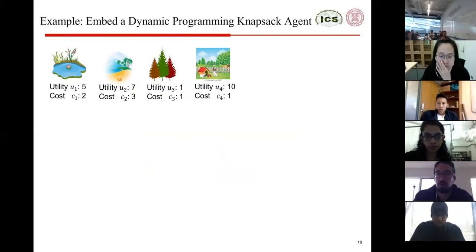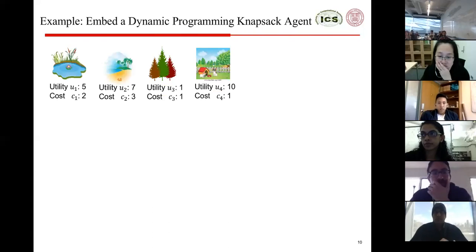Now I'm going to give you an example of how we actually embed the agent decision model into a declarative encoding, assuming that the agents are solving a knapsack problem using a dynamic programming approach.